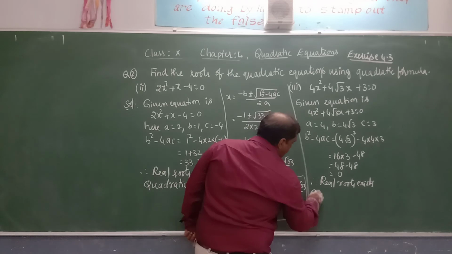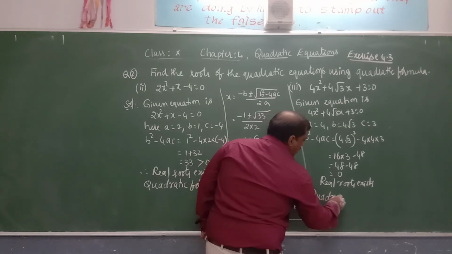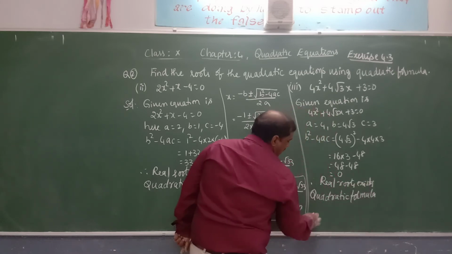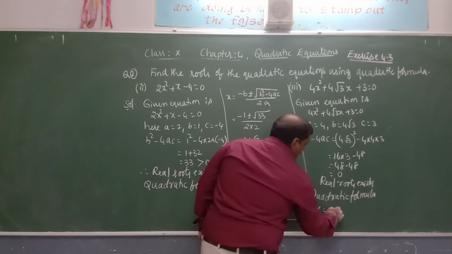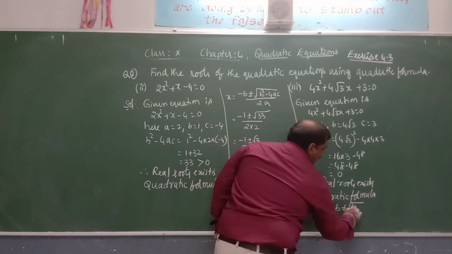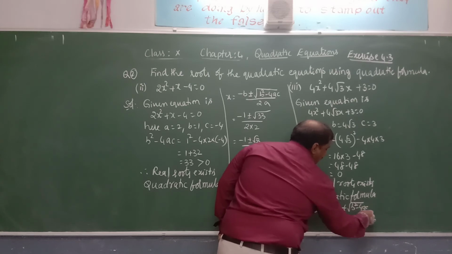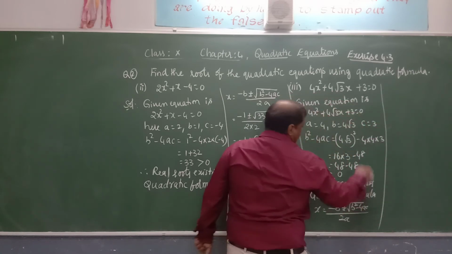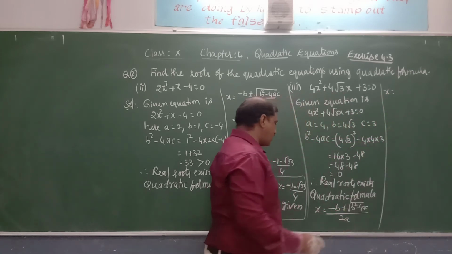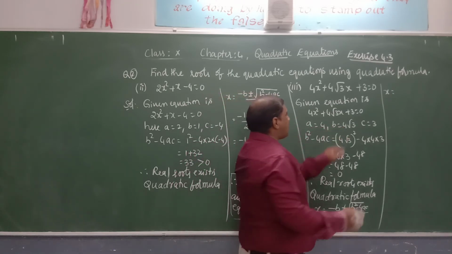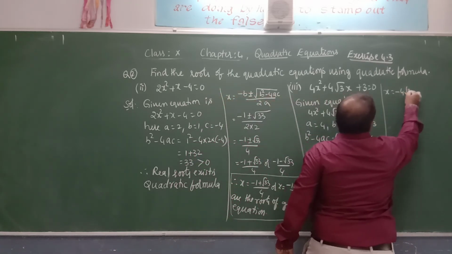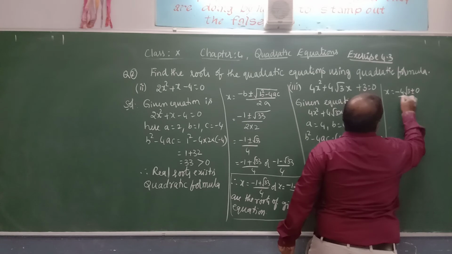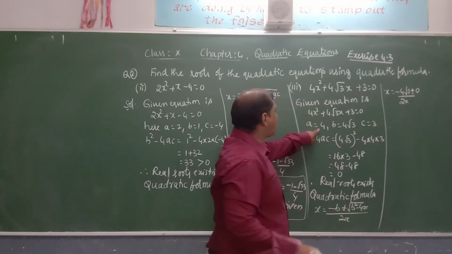Now, which is the quadratic formula? x is equal to minus b plus or minus square root of b square minus 4ac divided by 2a. So substitute those values to get the x value. Now x is equal to minus b, which is minus 4 root 3, plus or minus b square minus 4ac, which we got as 0, by 2a. 2 into a is 4.